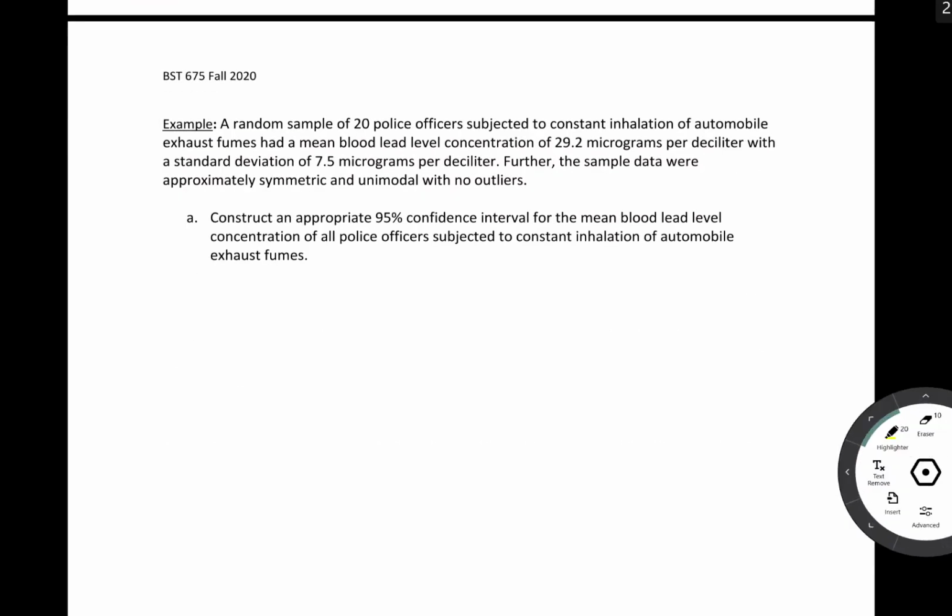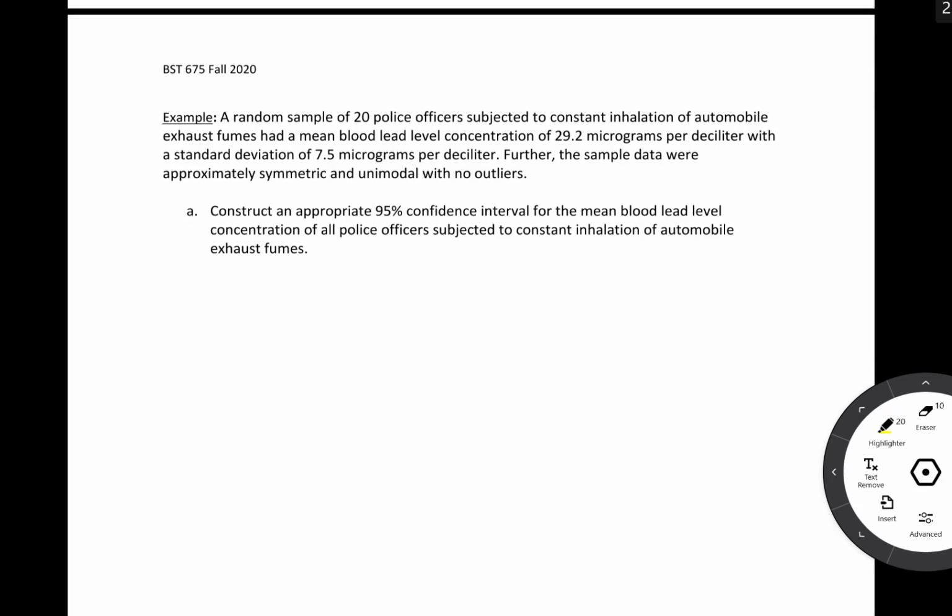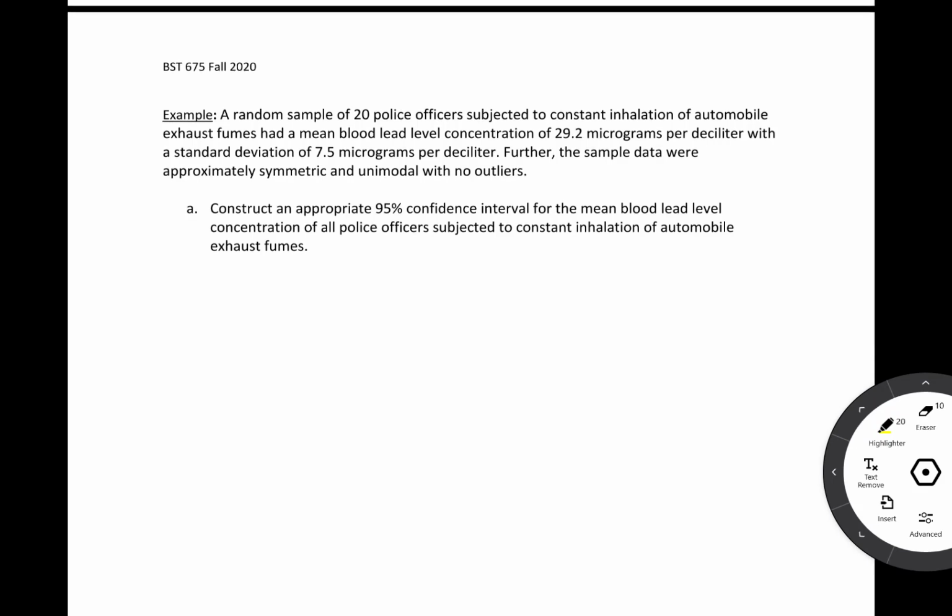Alright, so let's look at an example. A random sample of 20 police officers subjected to constant inhalation of automobile exhaust fumes has a mean blood lead level concentration of 29.2 micrograms per deciliter with a standard deviation of 7.5 micrograms per deciliter. Further, the sample data were approximately symmetric and unimodal with no outliers. So looking at a couple of pieces of information here, notice that our sample mean, or x bar, is equal to that 29.2 and our sample standard deviation is equal to 7.5.